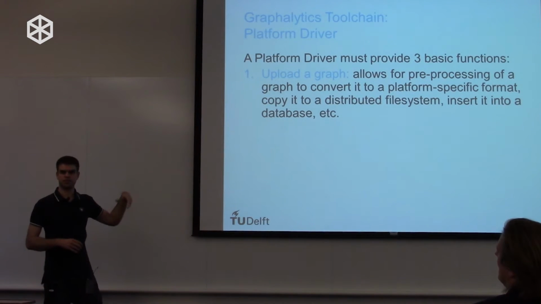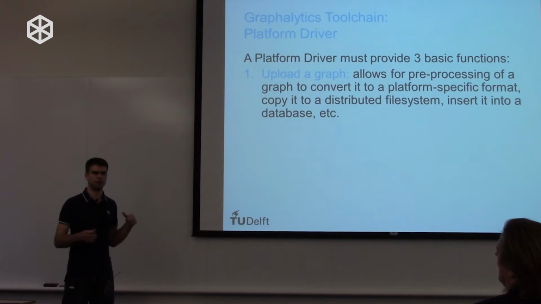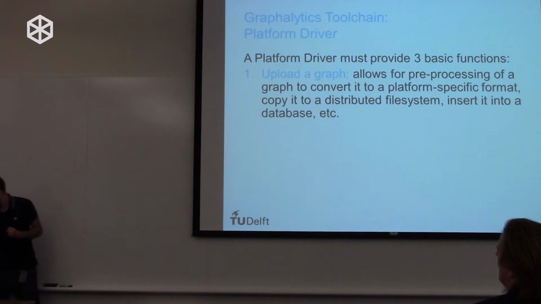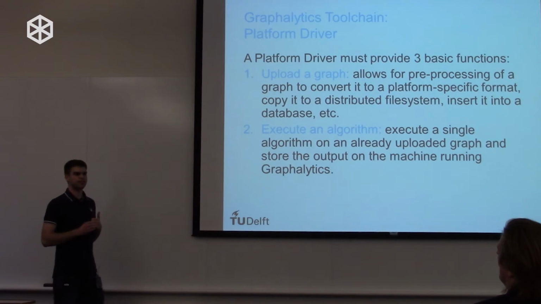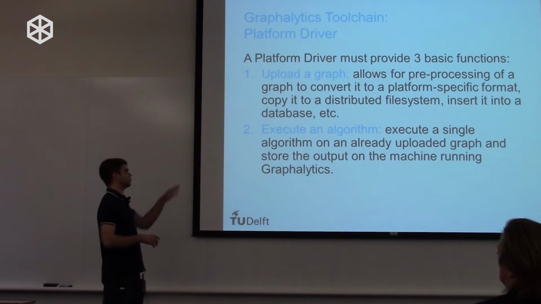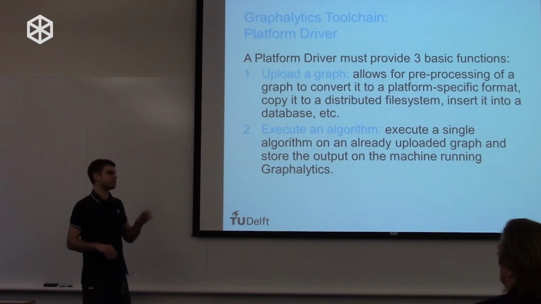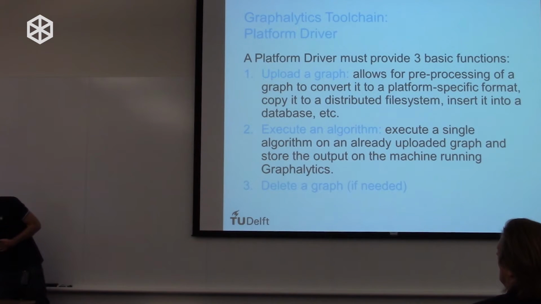And this process is timed, but it's not included for any particular algorithm, right? This is just something you do once for a graph, and then you can run as many algorithms on it as you want. Which is also the second function. It needs to be able to execute an algorithm on a given graph. Easier said than done, because of course you also need to provide the actual implementation of the algorithm, but that would be the second function. And finally, if needed, you can delete the graph from your database to make sure that the next graph can be uploaded and we can continue.